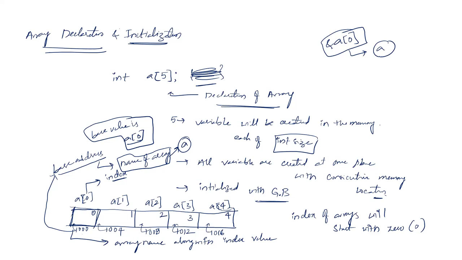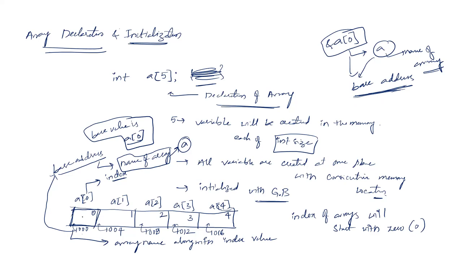A is the name of the array. So the name of the array stores the same thing, the base address. They are both called base addresses. The base address has much importance here, which is why I'm specifying it. In future classes, we are going to do everything using the base address.